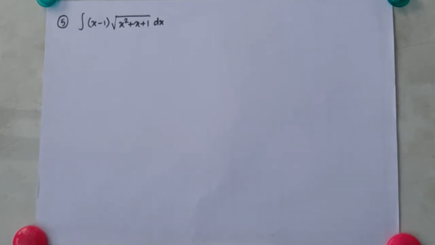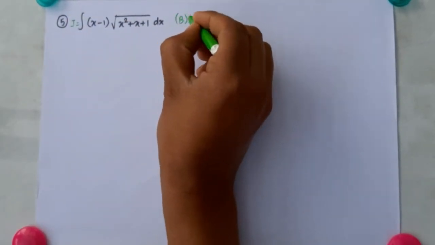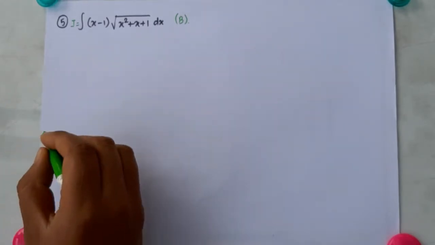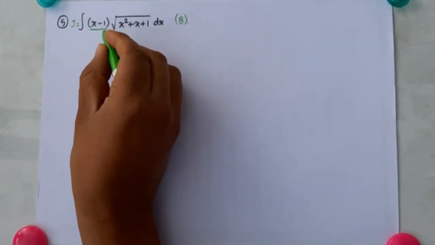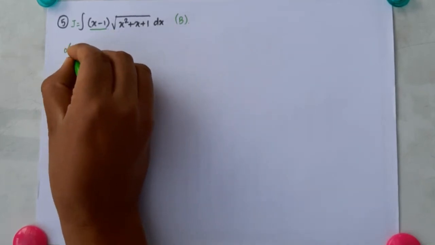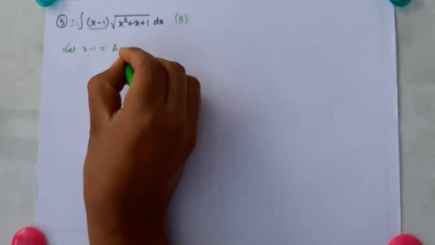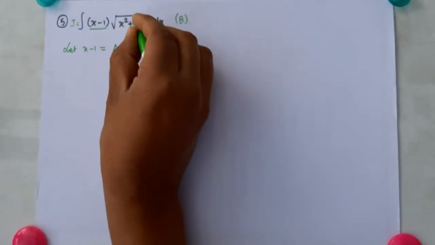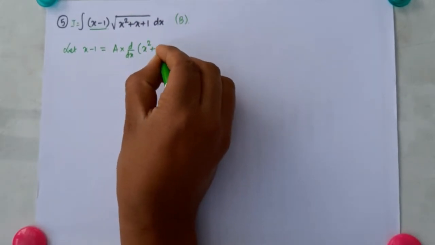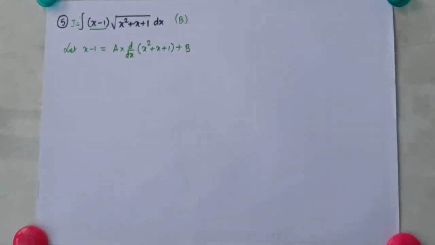Now let's take this problem. Clearly you see that this falls under type B, isn't it? So this is a type B problem, and here the rule says that px plus q has to be expressed as a into the derivative, that is d by dx of whatever is within the square root, that is x square plus x plus 1, plus b. So this is the rule.